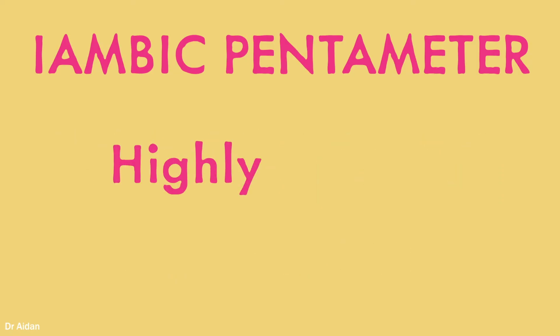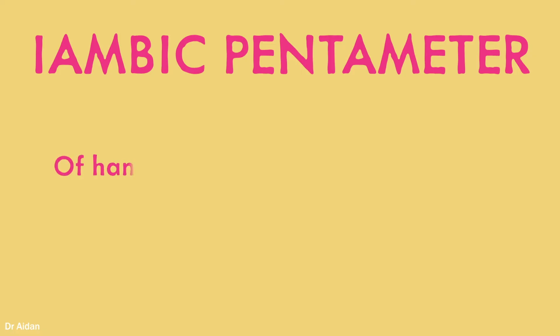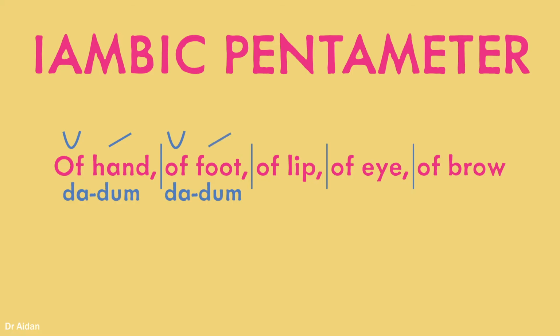An example of a highly regular iambic line is this one from Sonnet 106. Of hand, of foot, of lip, of eye, of brow. This is the da-dum pattern that you will hear some teachers mention: of hand, of foot, of lip, of eye, of brow. And you can see and hear that there is more stress on the second syllable of each metrical foot, namely hand, foot, lip, eye and brow.